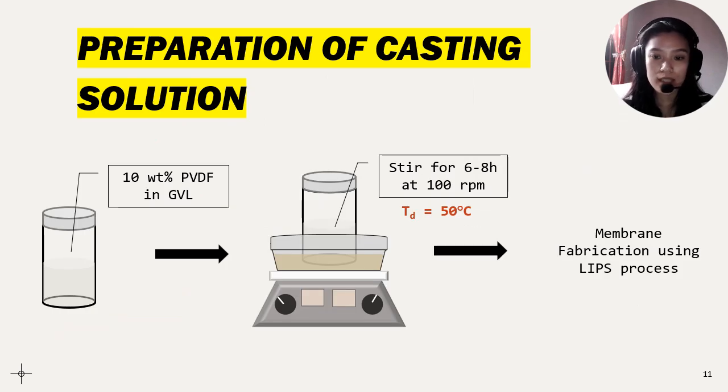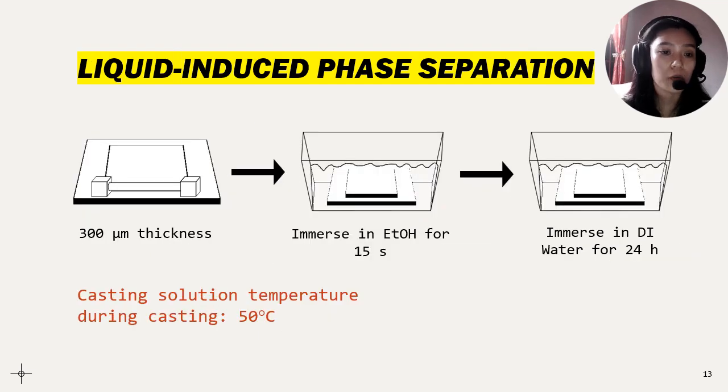Then we prepared the casting solution for the green membranes by dissolving 10% PVDF in GBL, stirred for 6 to 8 hours at 100 RPM and a dissolution temperature of 50 degrees Celsius. The membrane was fabricated using the LIPS process, or liquid-induced phase separation. Here we used a casting knife with a thickness of 300 microns, and it is very important that the casting solution during casting is at 50 degrees Celsius or else it will gel.